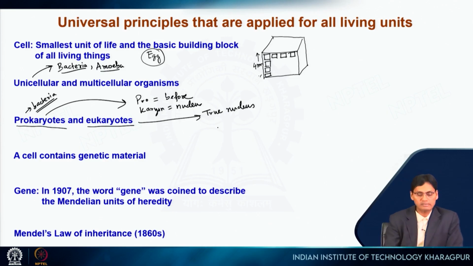After some time, the nomenclature of gene came into place. In 1907, the word gene was coined to describe the Mendelian units of heredity. That is true, but still I would say that at that time it was not known whether this gene, the information, is present in DNA or in protein, where it is present, or how it works. We were not aware during that time.